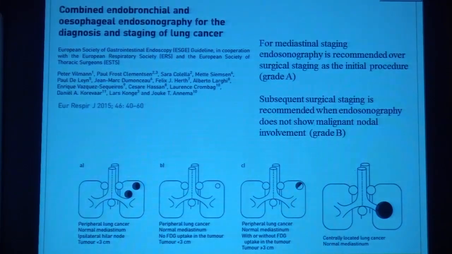But according to the new recommendations from ERS published this year, we have 2 additional groups of patients where we also need to do staging. The first one is patients with a small peripheral tumor, smaller than 3 centimeters, which is PET negative, but proven malignant. Then we also need to stage mediastinal lymph nodes, even if they're not enlarged. And the other condition is when we have a peripheral tumor bigger than 3 centimeters, regardless of whether it's PET positive or negative, we also need to stage mediastinal lymph nodes, even if they are not enlarged.